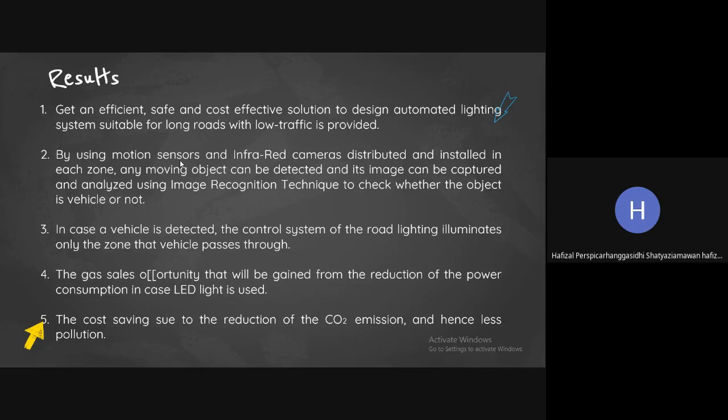And third, in case a vehicle is detected, the control system of the road lighting illuminates only the zone that the vehicle passes through. The fourth, the opportunity that will be gained from the reduction of power consumption in case LED light is used. And the last one, the cost saving due to the reduction of carbon dioxide emission and hence less pollution. Please next.